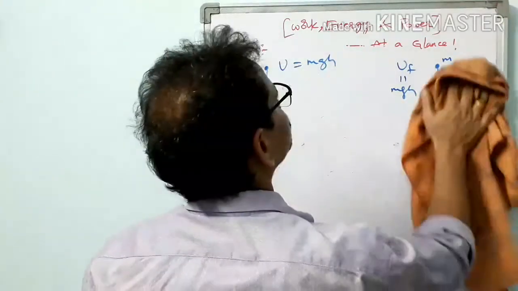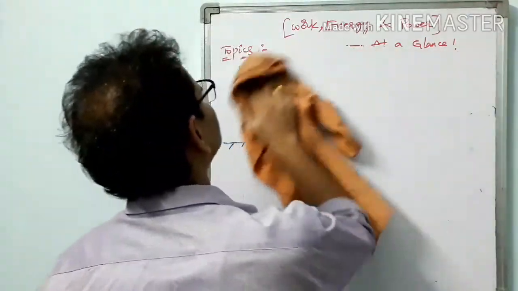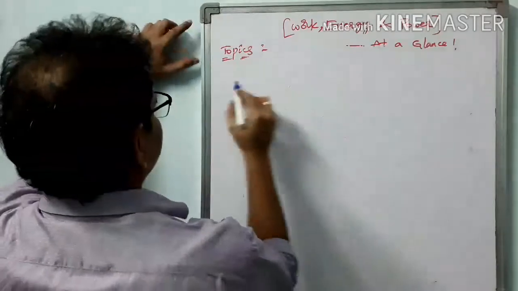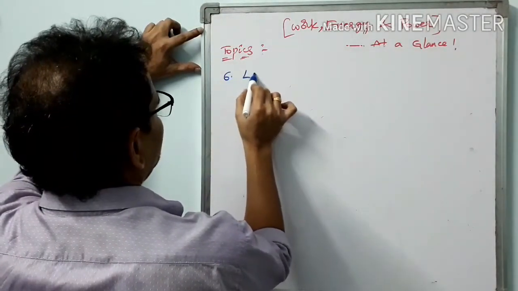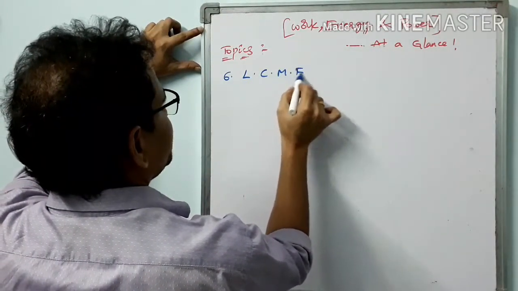So what do you know? So what is potential energy? You know? Yeah. Sixth one is law of conservation of mechanical energy.